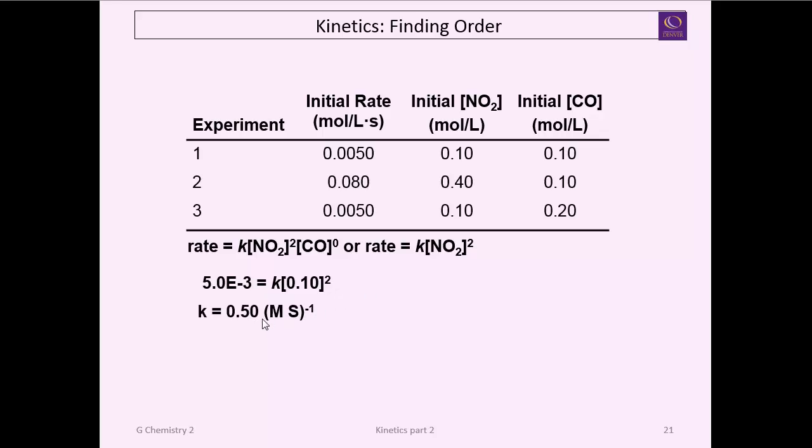K is 0.5, and look at the units. It's moles per second to the -1. And if you took moles per second times moles squared, it would cancel out one of the moles and leave you with moles per second for the rate, and that's what you're looking for. So work your way through that. Make sure you pay attention to the units.